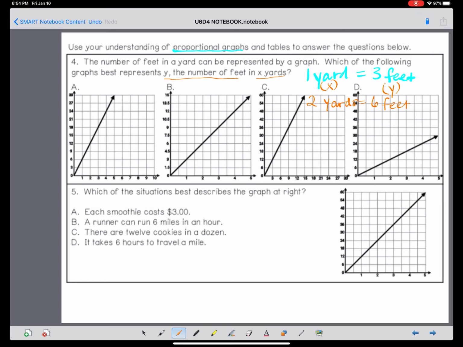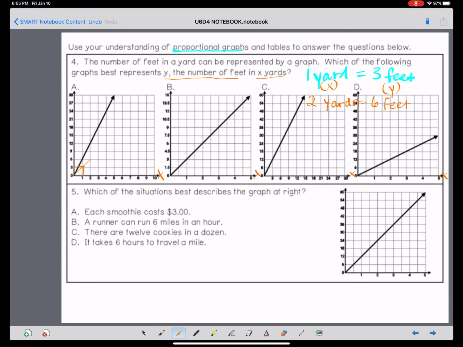So I'm going to take a look at graph A. It looks like when I look for 1 yard for my x value, and remember x is on the bottom, I'll write that on all of these graphs. It should match up with 3. So if I look at 1 and I go to 3, it looks like this graph does not pass through the line. If it did, it would go this way.